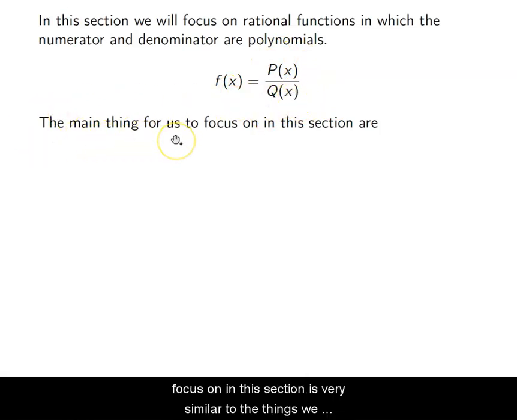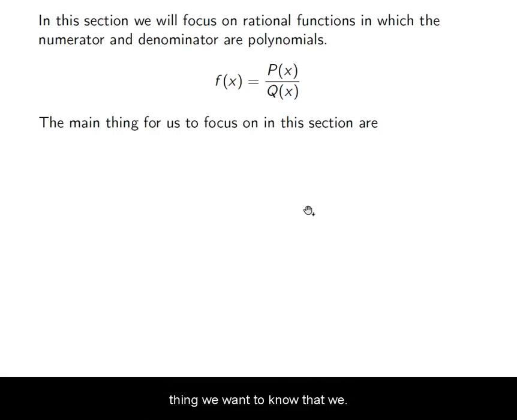The main thing for us to focus on in this section is very similar to what we focused on in the polynomial section when we were graphing polynomials. Remember, we were interested in the zeros of the polynomial, the y-intercept, and the multiplicities of the zeros, because that told us what the polynomial was doing. Oh, and we were interested in the end behavior. Here we're interested in a lot of the same things.